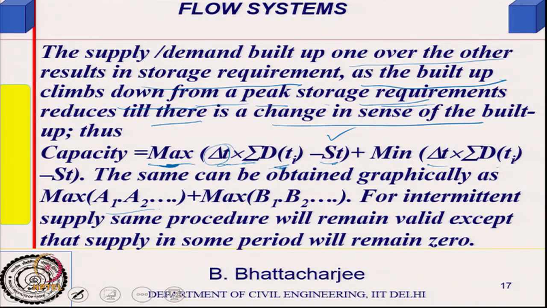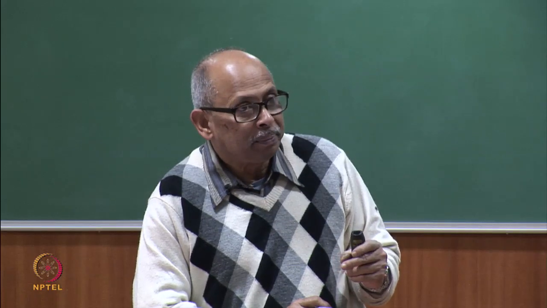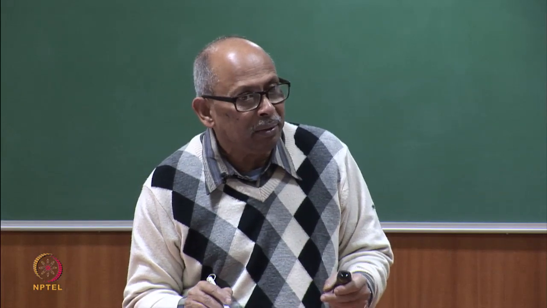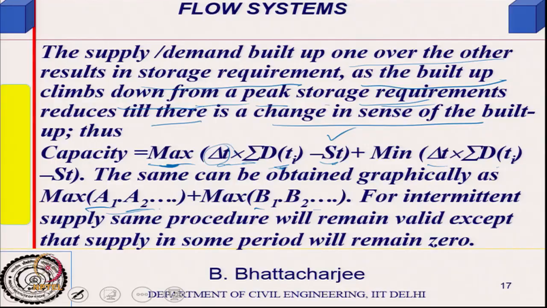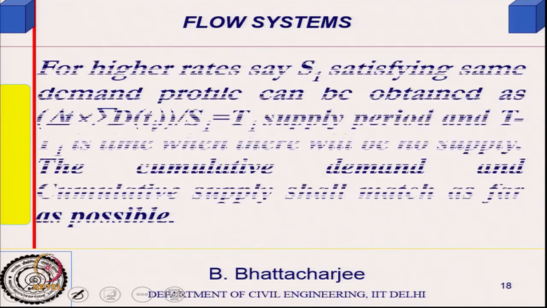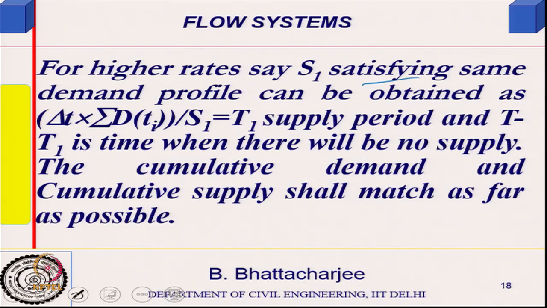I am now differentiating them as A 1 A 2 B 1 B 2, where A 1 is the difference between cumulative supply and demand, right, and positive, and here the same negative, so whichever is maximum, take the absolute value of them and sum them up. So, for intermittent supply, the same procedure will remain valid, except that supply in some period is now 0. So, for higher supply rate, satisfying the same demand profile, one can obtain, this is the constant one, simply the time period is the time when there will be no supply.